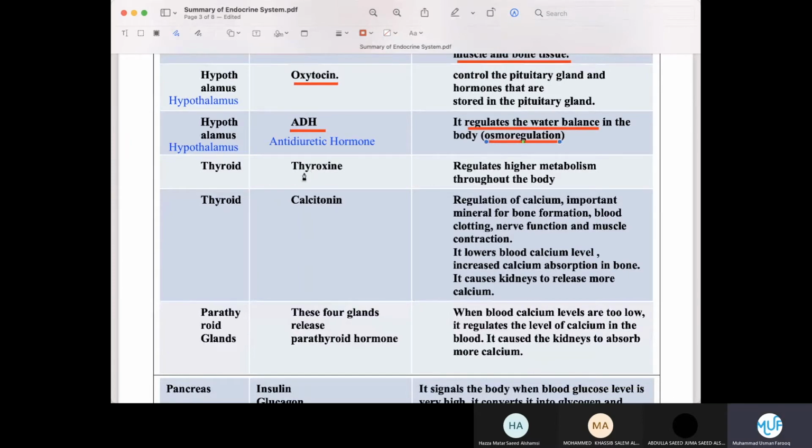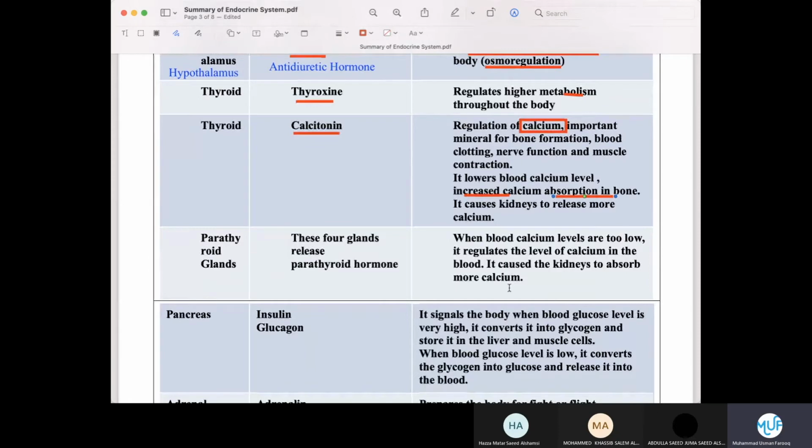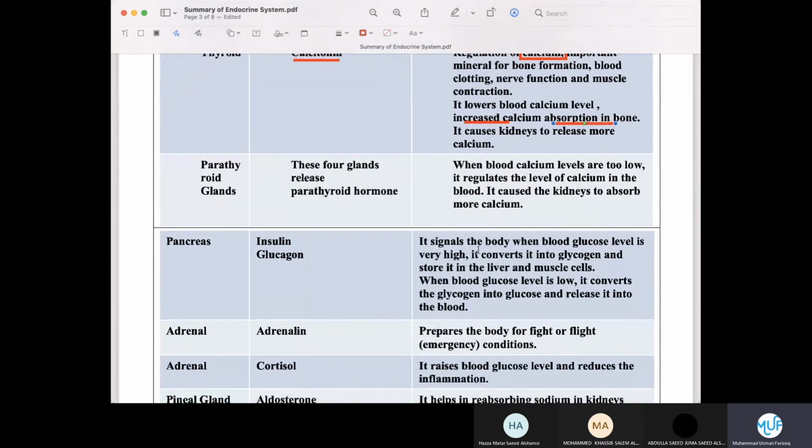The thyroid gland is one of the glands that releases thyroxine and calcitonin. Thyroxine is very important to regulate your body metabolism, while calcitonin, its name also shows you that it is related to calcium. Whenever the calcium level is high in the blood, it brings it down. It lowers the blood calcium level and lets it be absorbed in the bone. And if there is too much calcium, it will cause the kidneys to release this calcium out.